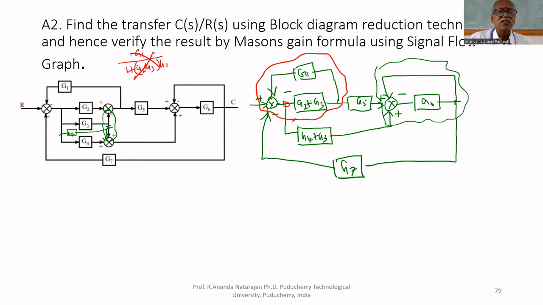Suppose you are converting this into a single block, say G2 plus G3 upon 1 plus G2 plus G3 multiplied by G1. If you convert this, from where will you take this? It is converted into a single block. How will you take that takeoff point? You cannot take. That's why we have to remove that first. Then only you can convert.